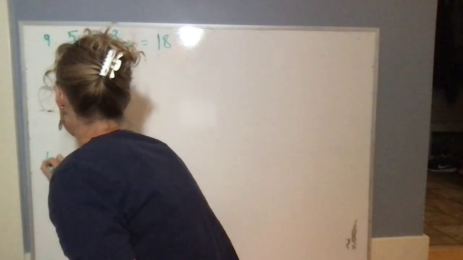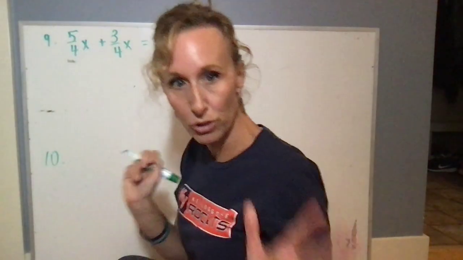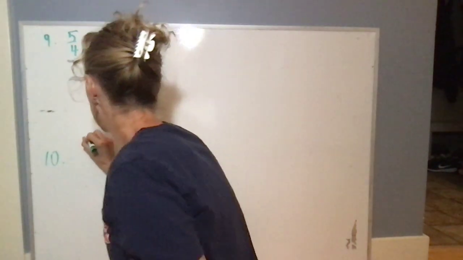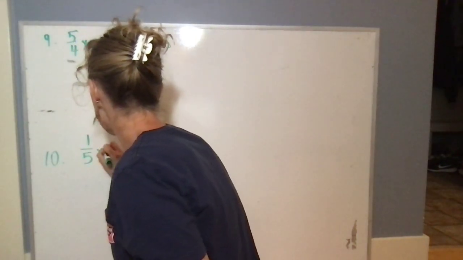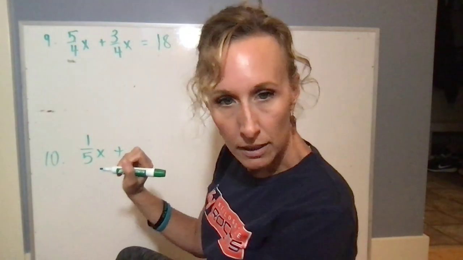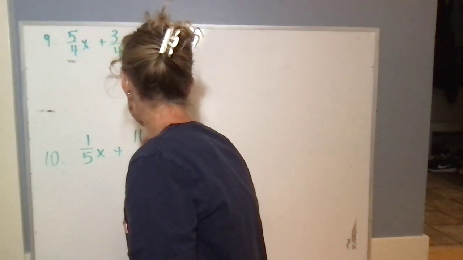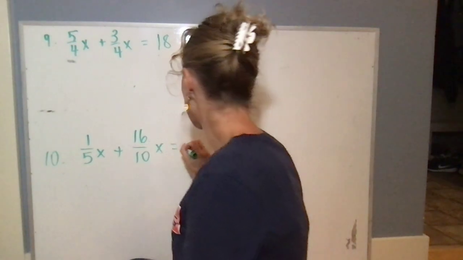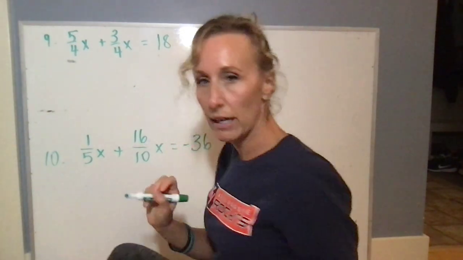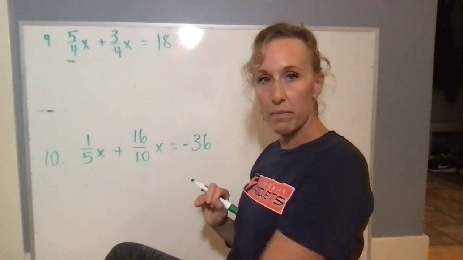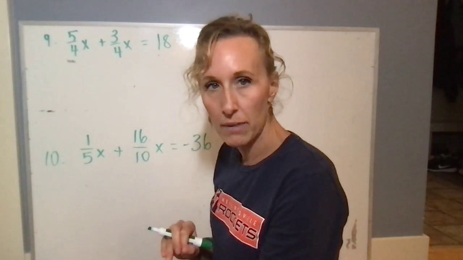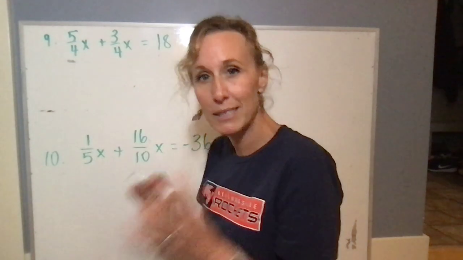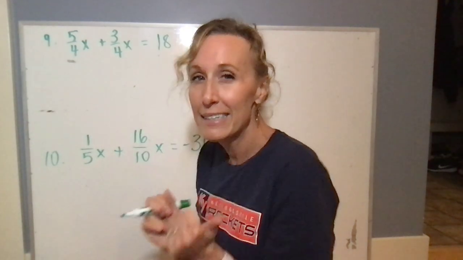Number 10 is probably going to be one of the most challenging ones if you don't like fractions. 1/5 x plus 16/10 x equals, let's see, -36. And I'm going to show you some strategies for doing these, okay? All right, so here we go. Sorry, that's a little blurry. If there's the same denominator, these are easy.